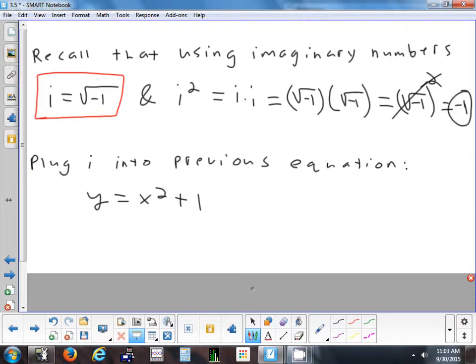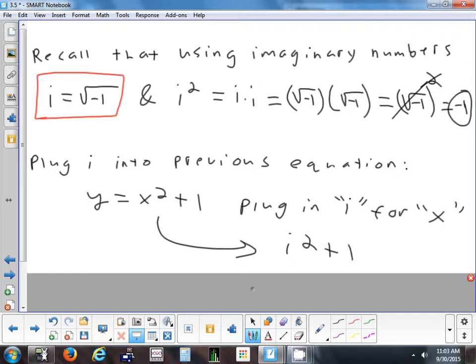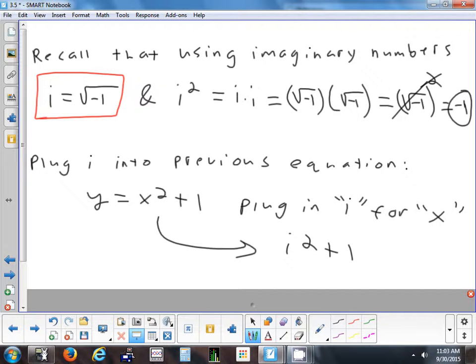Well, let's see what happens if we plug i into the equation we just had on the other page. Let's plug in i for x. We would get i squared plus 1. What did we just say i squared is? What's -1 plus 1? 0. So i is a root in that equation. Anything you plug in and get 0 is a root. But it's not a real root. It's a complex root.